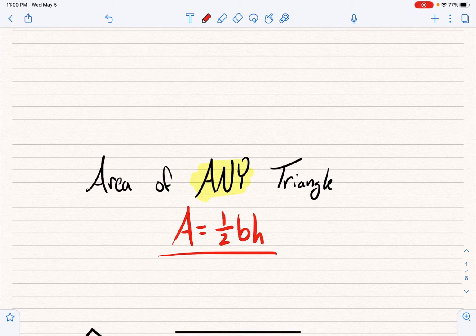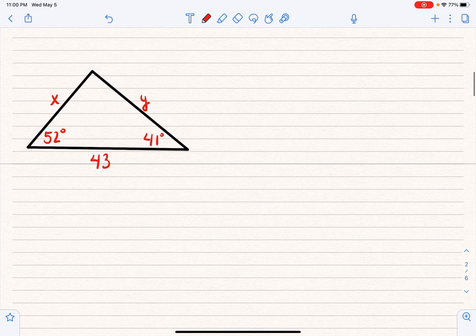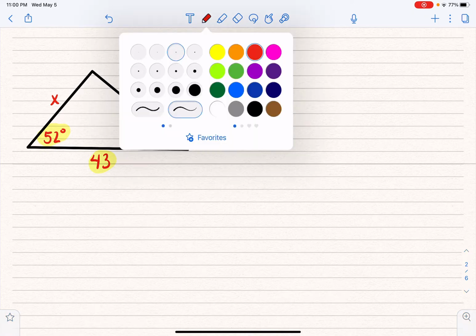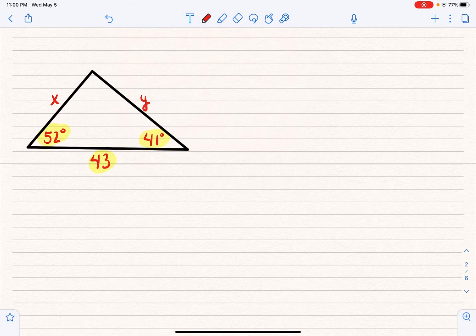Okay? And so let's take a look at a problem here. So here's a triangle that I've got. Let's just take stock of everything I have. I have 2 angles and I have 1 side. Now, everyone in this room should know that if I have 2 angles, then finding the third angle is really simple. I just go 52 plus 41 adds up to be 93. Subtract that from 180, and I get 87. And so I know that that one's 87.